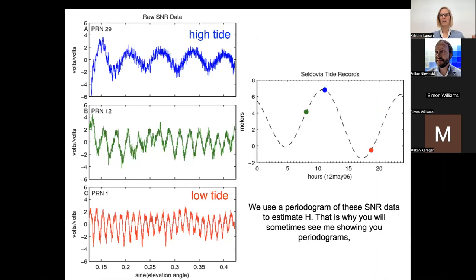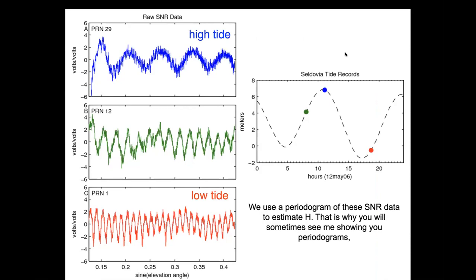And here's sort of a reality check. On the left, I've got three real observations where, as Felipe and I would say, we've detrended or removed the trend in the SNR data, and we've got SNR data with three colors. On the right, I've got tide gauge records in the dotted line from a NOAA tide gauge, and I've superimposed the reflector heights converted into a tide gauge number. So you go from frequencies to water heights, and then I've plotted them here. From low tide, if you have a lot of oscillations, low tide. Fewer oscillations, you have high tide.